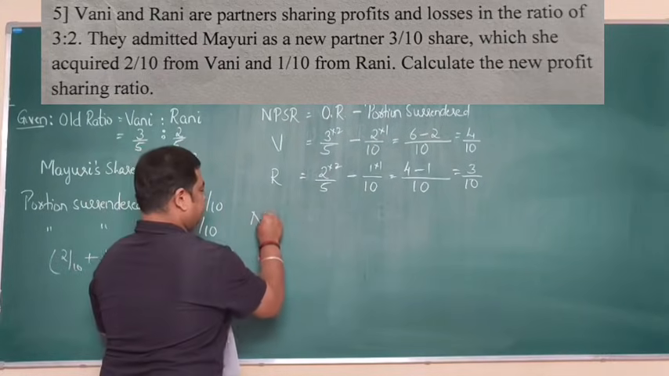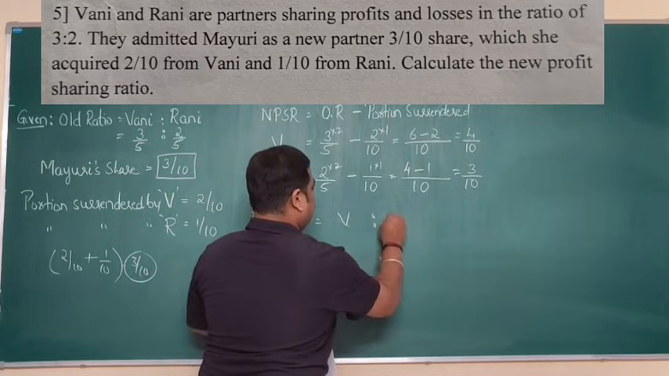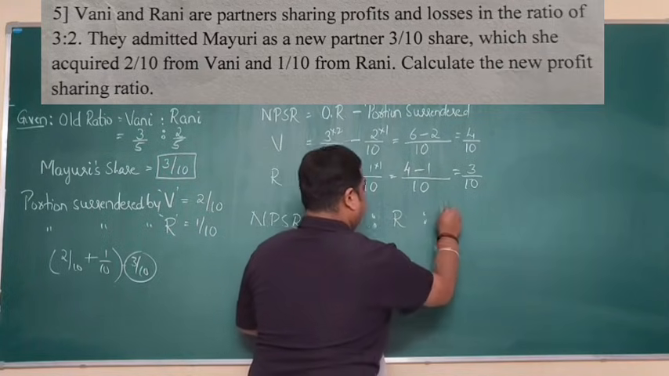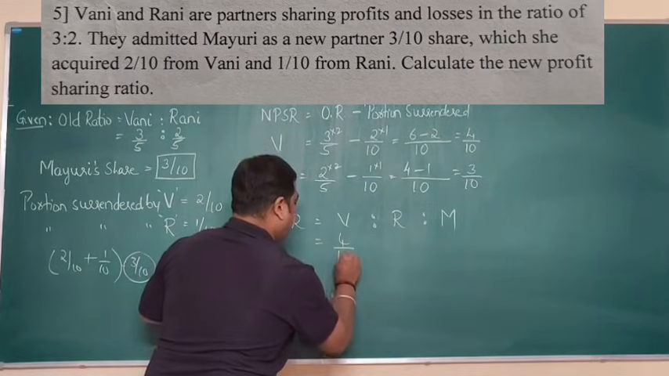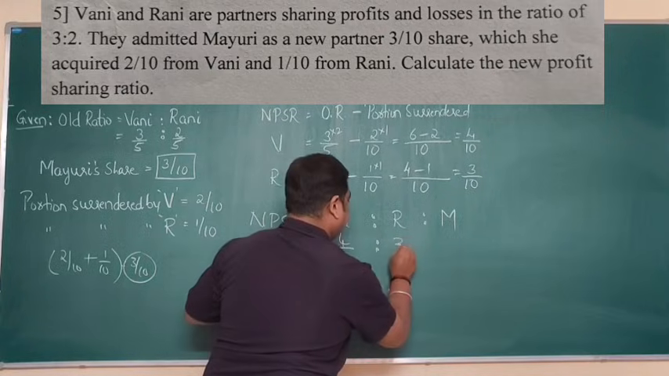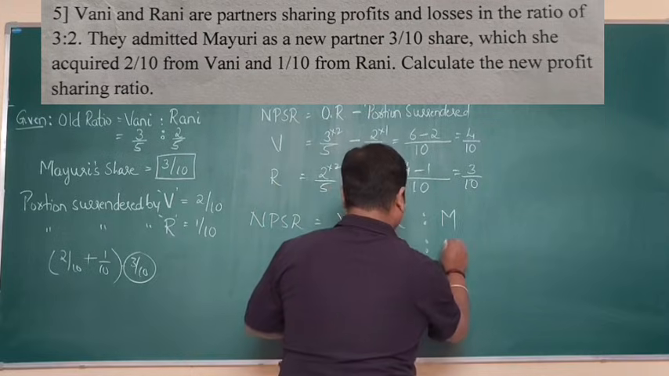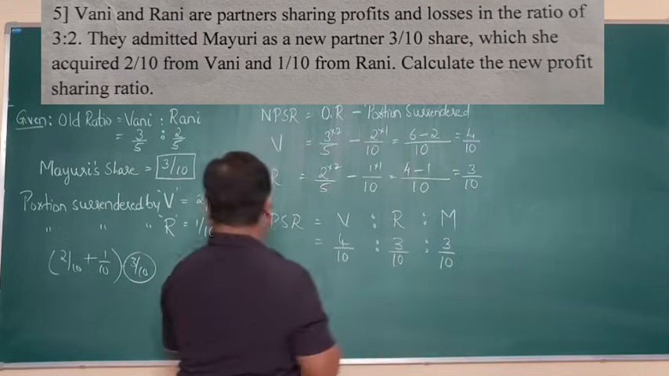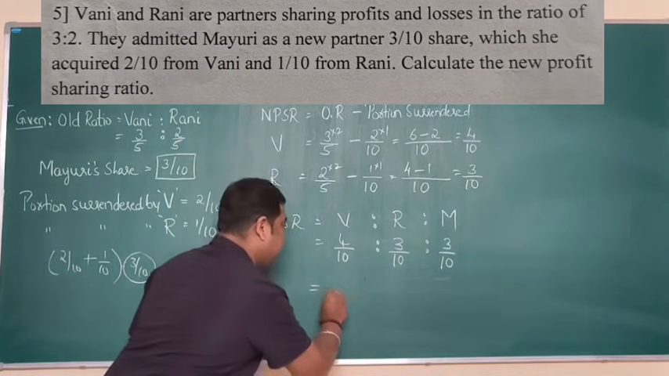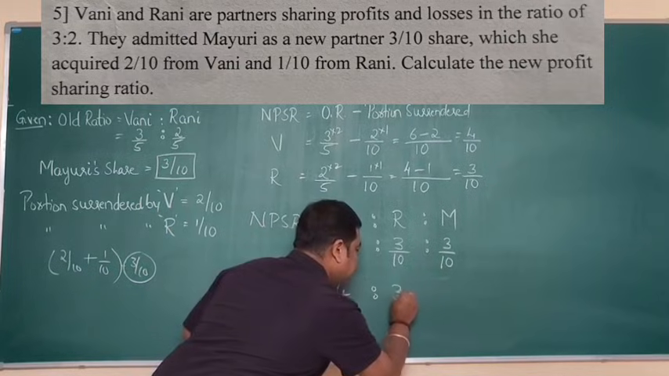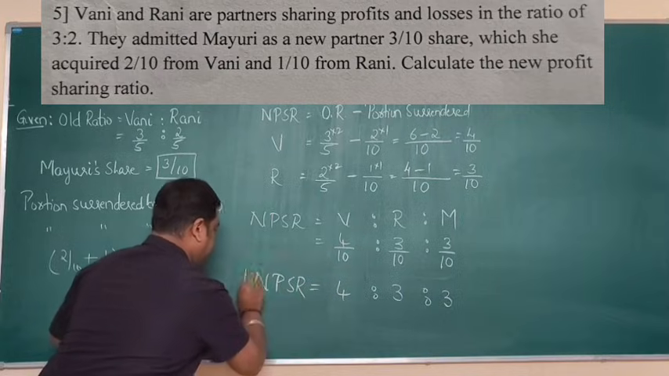Final presentation: NPSR is equal to Vani is to Rani is to Mayuri. Vani 4 by 10, Rani 3 by 10, Mayuri also 3 by 10. Now see, all the denominators are 10 only, so it is the same. So the final answer will be 4 is to 3 is to 3. That is our NPSR.